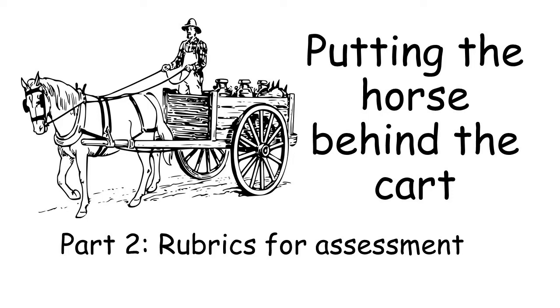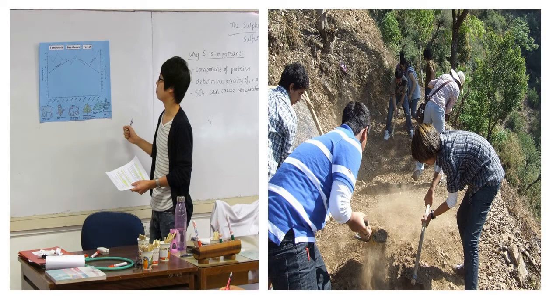Okay, so this is part two of putting the horse behind the cart, which is what I named my talk. This is part two, which is about rubrics for assessment. And so I wanted to begin by showing you a few pictures from my experiences as a teacher. You can see here, there's quite a contrast between what you see on the left side and what you see on the right side, right? So on the left side, you're seeing a presentation, and it's about temperate deciduous forests.